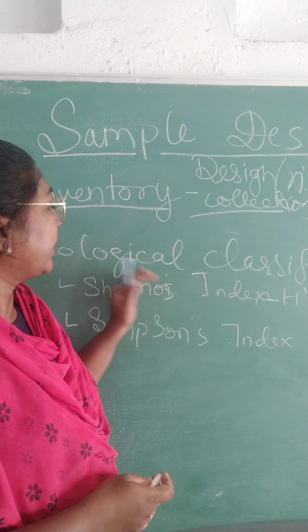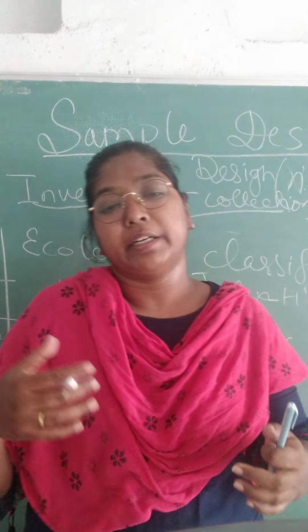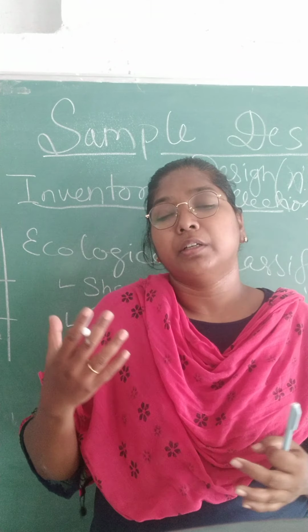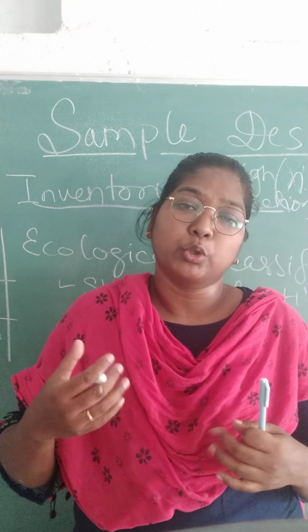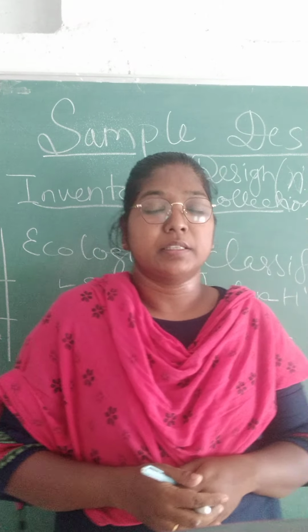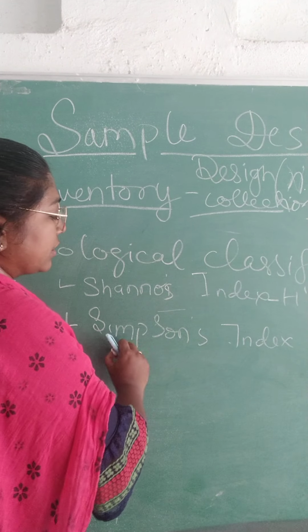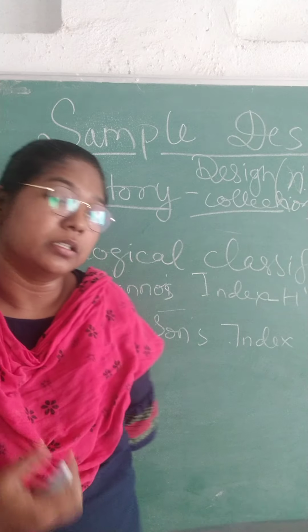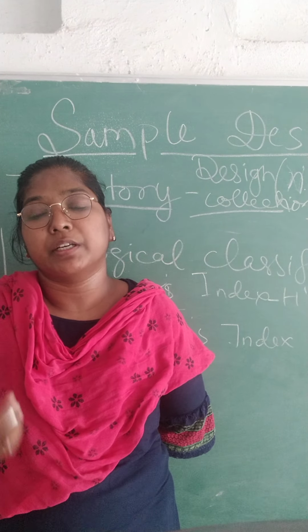So the ecological classification of plants, that is the composition of vegetation, can be studied through different types of biodiversity indexes such as the Shannon index and Simpson index. These are commonly used indexes after collecting your sample.